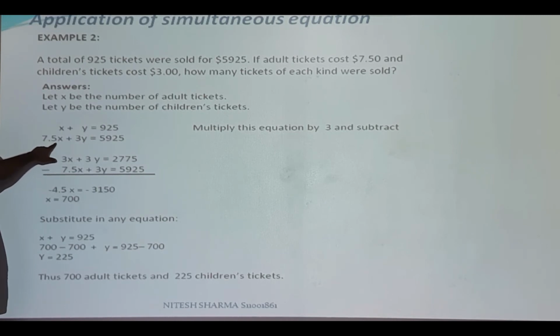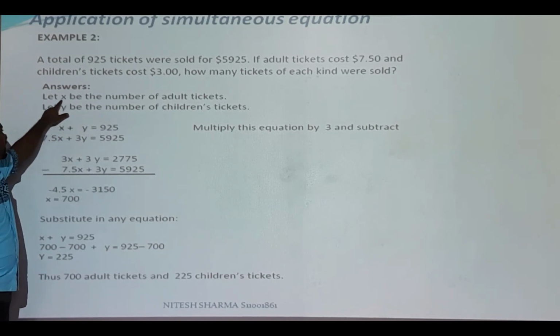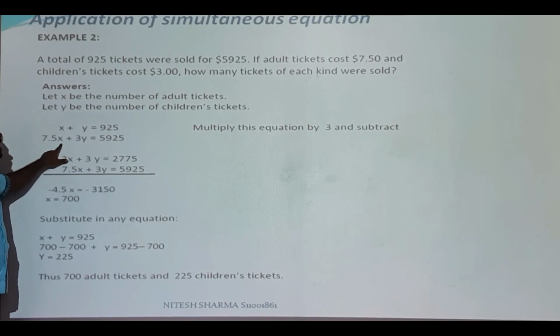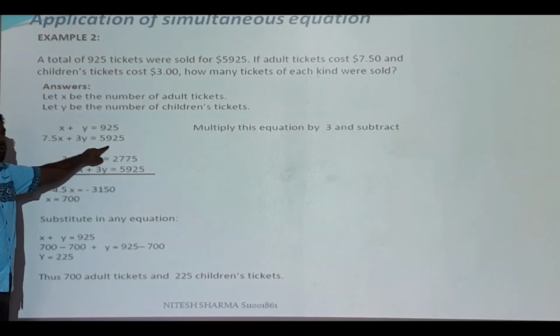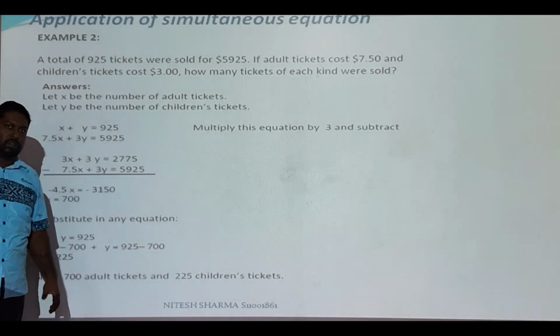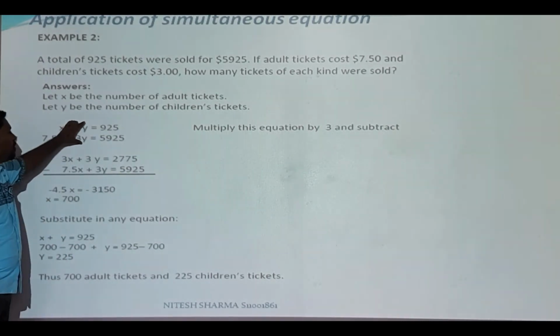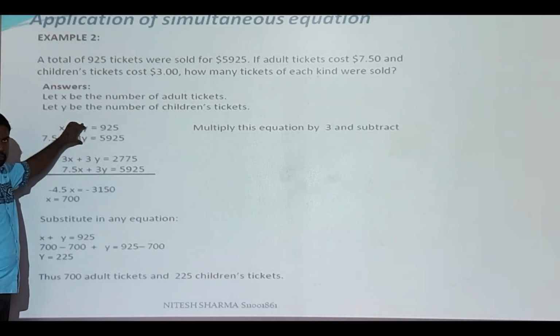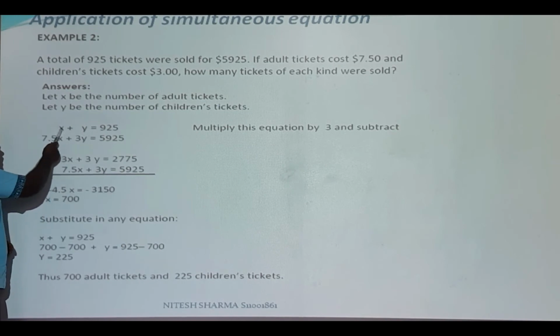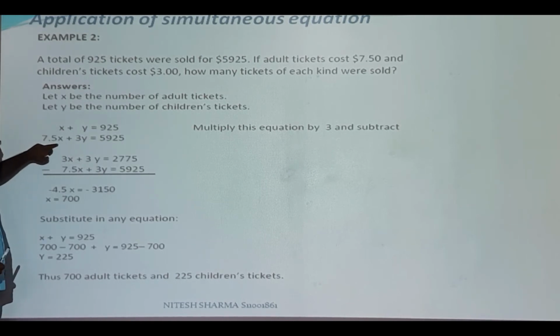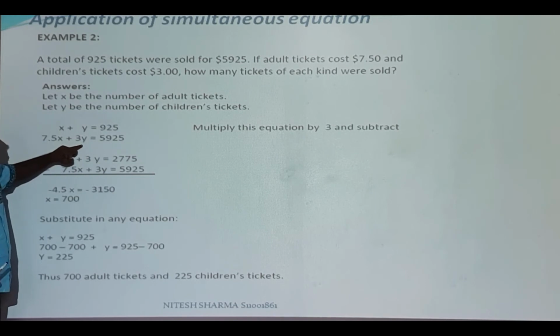Now, the second part. The adult ticket costs $7.50, and the adult ticket is represented by x, so 7.5x. The children ticket costs $3, so 3 times y, 3y. The total cost was 5,925, so 7.5x plus 3y equals 5,925. You can see that's the formation of both my equations.